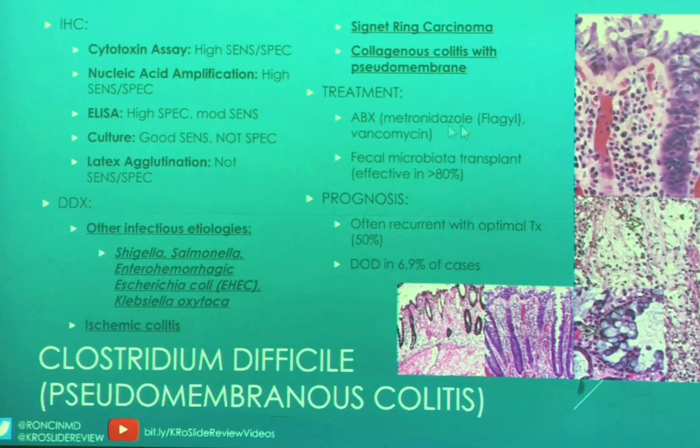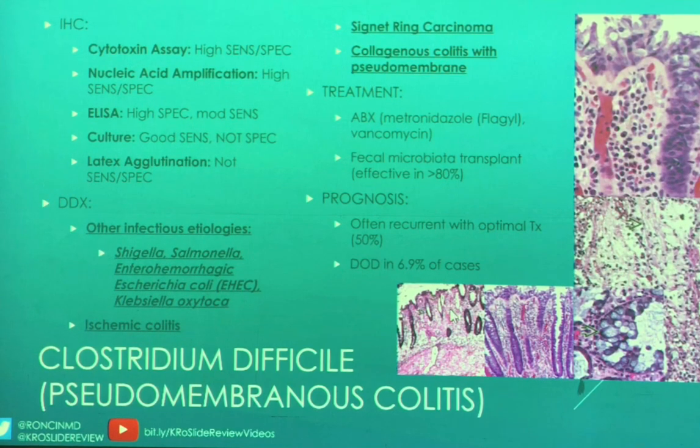Treatment for C. diff is typically Flagyl or metronidazole. They can also use vancomycin. And the fecal microbiota transplant is actually really effective. So that's something else that they can do. And for prognosis, about half your cases are going to be recurrent, even with optimal treatment. So you do everything you're supposed to do, and the patients can still recur. And there can be severe complications resulting in death in about 7% of cases. But remember, this tends to affect the elderly, the severely debilitated. So these are patients who may not already have a really good baseline.